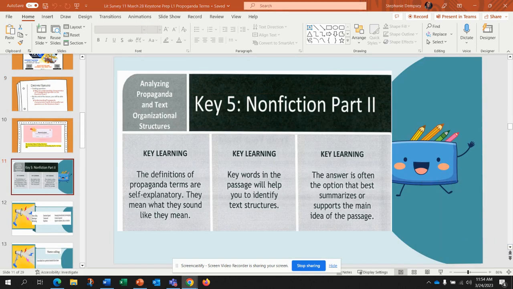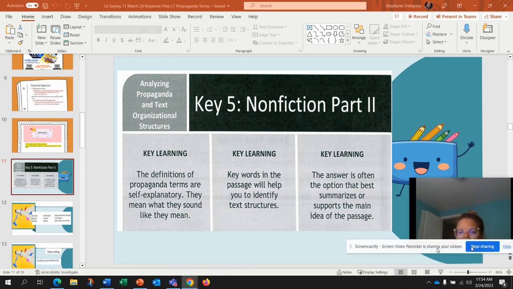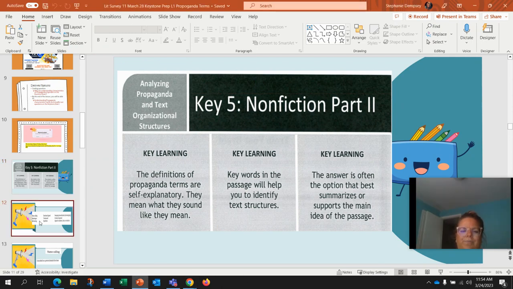Today I want to look at analyzing propaganda and text organizational structures, and we're going to have some key learning for definitions of propaganda terms that are usually self explanatory. They mean what they sound like they mean. And our key learning is that keywords in the passage will help you to identify text structures. And the answer is often the option that best summarizes or supports the main idea of a passage.